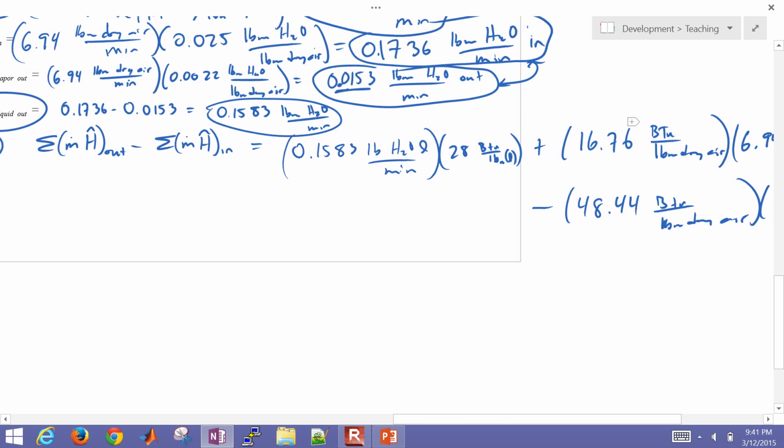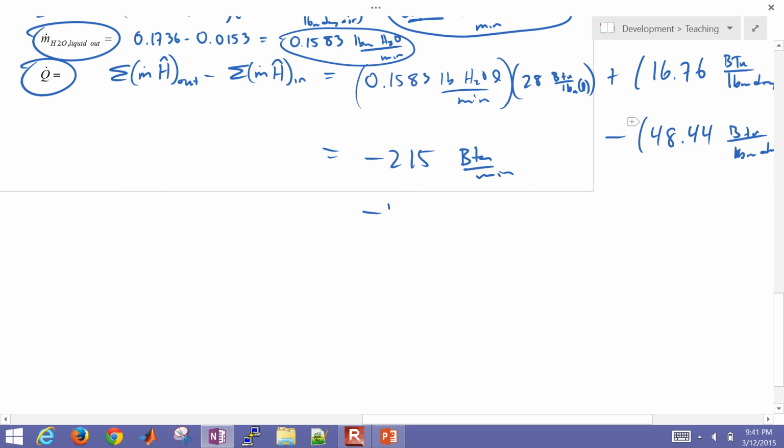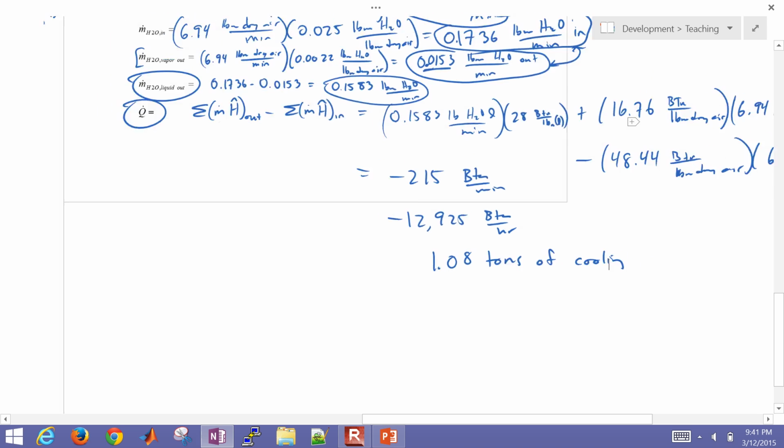Okay, so that is going to give me the heat. When I do this calculation, it's going to be negative 215 BTUs per minute. Okay, and that's going to be negative 12,925 BTUs per hour. Okay, so that's just over a ton of cooling. So that's going to be 1.08 tons of cooling, with 1 ton equal to 12,000. Okay, so that concludes this example.